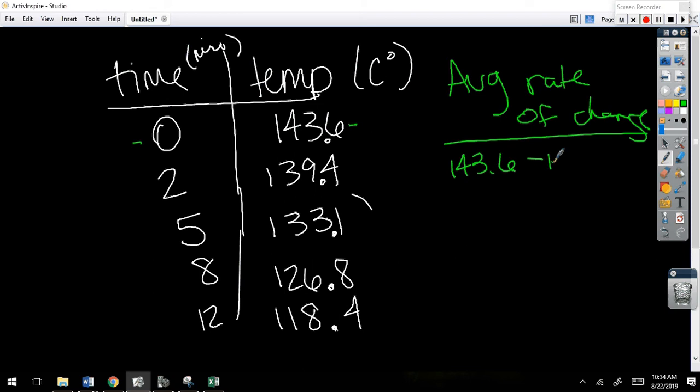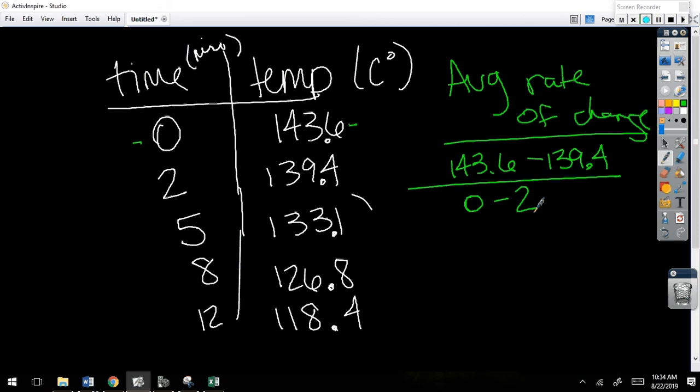143.6 minus 139.4 divided by 0 minus 2. Now, before I plug all this in, should my rate of change be positive or negative? Why? Because it's going down. The temperature's going down. As the time increases, the temp is going down, right? So I should get a negative rate of change.